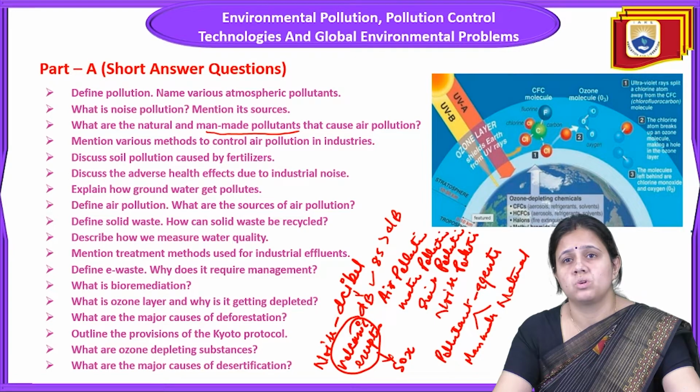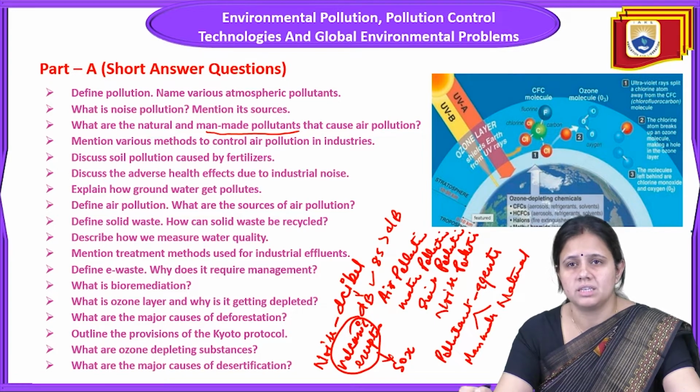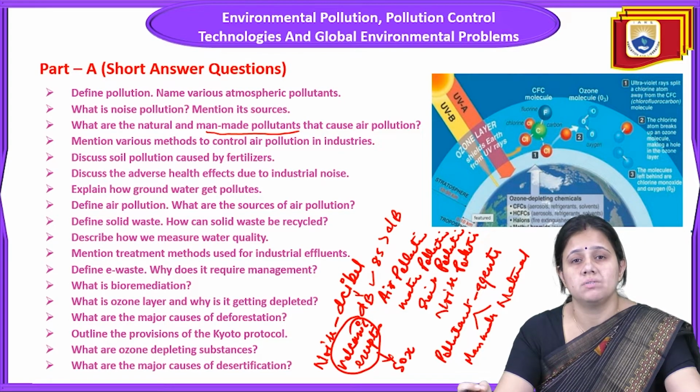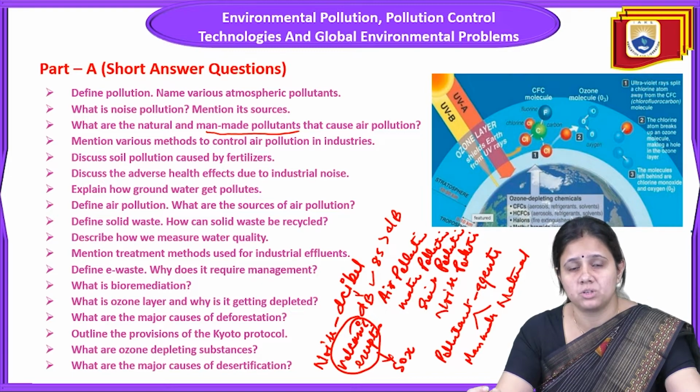Mention various methods to control air pollution in industries. For all industries, the government has given a guideline that you have to install air pollution control devices in your industries. Examples of air pollution control devices: the first one is the electrostatic precipitator, then settling chamber, and many others. The most important one is the electrostatic precipitator.